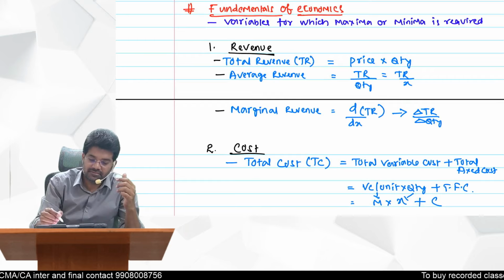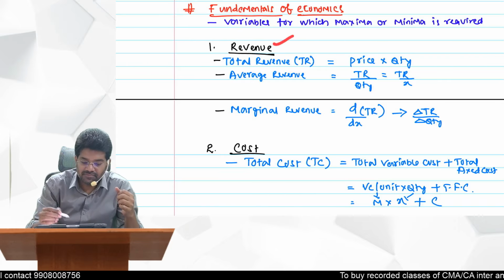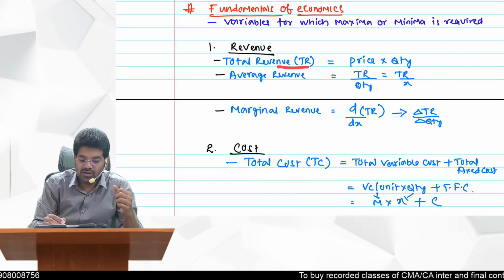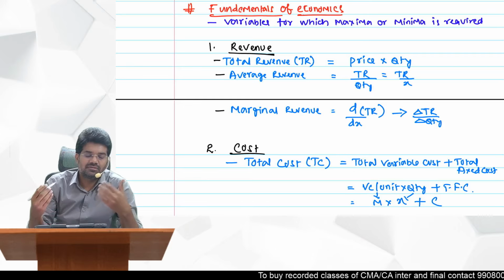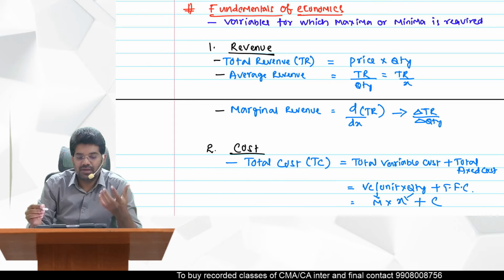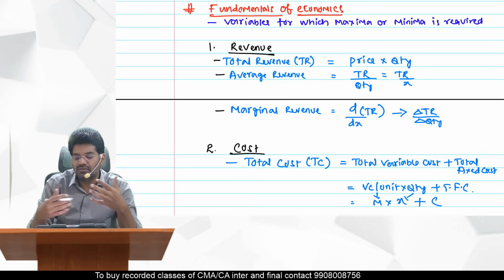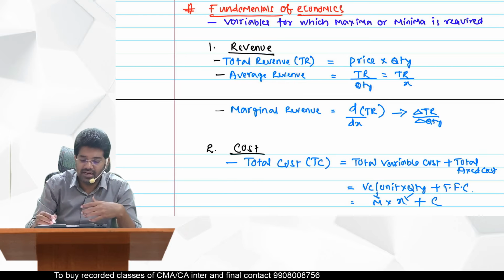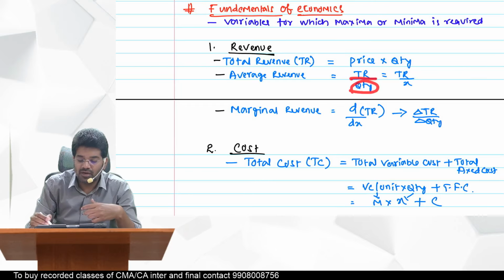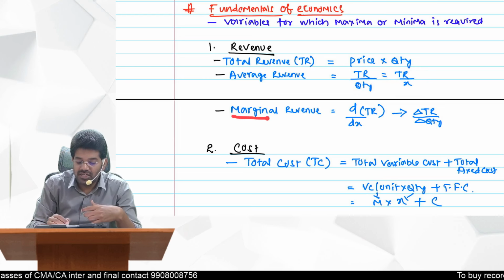First thing is how to calculate revenue. How do you get total revenue? Total revenue is price multiplied by quantity. How do you get average revenue? We have to divide total revenue by the quantity. Total revenue divided by quantity, you will get average revenue. Then marginal revenue.